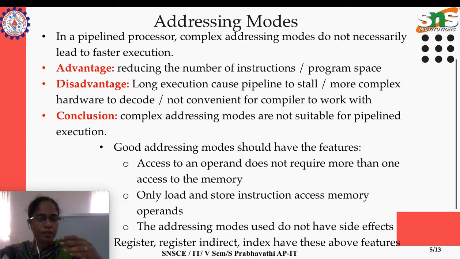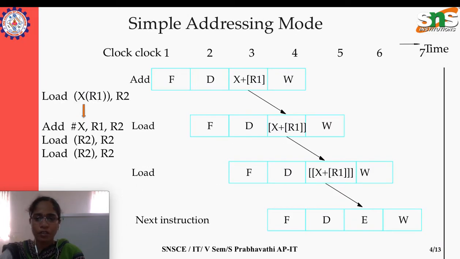So in simple addressing mode memory space is high, and the only advantage of complex addressing mode that we have seen is reducing the number of instructions and saving memory space. And the disadvantage is longer execution: we have seen that 2 stalls were introduced, and with simple instructions we don't get any stalls. So of course both will execute in the same time.